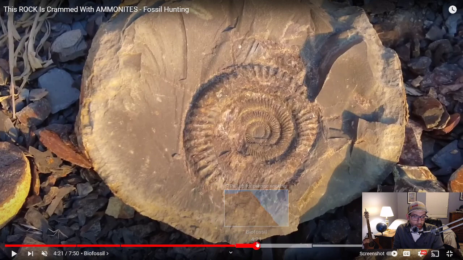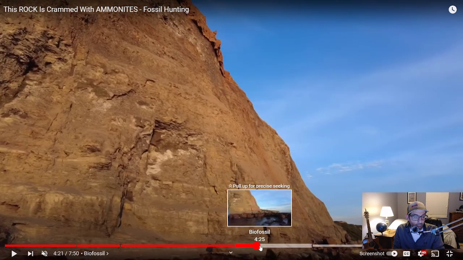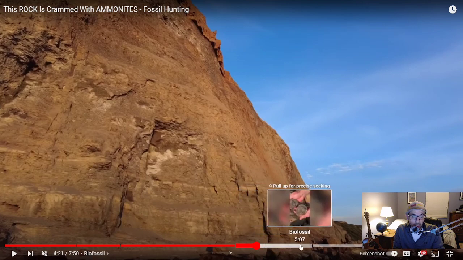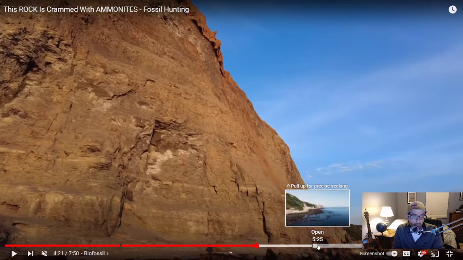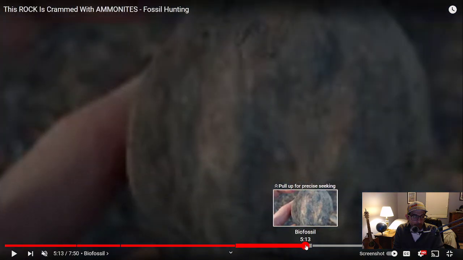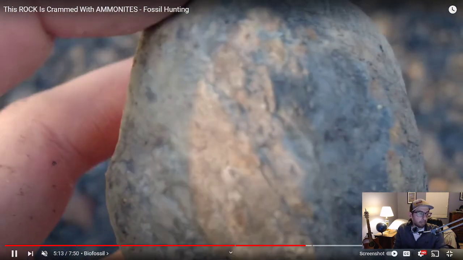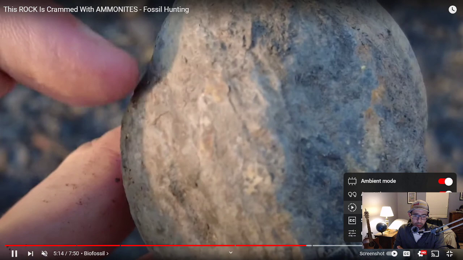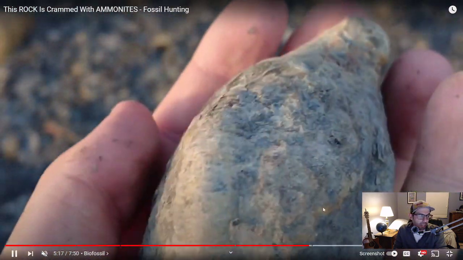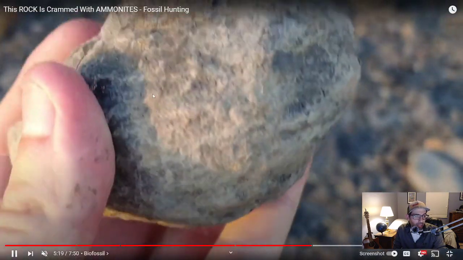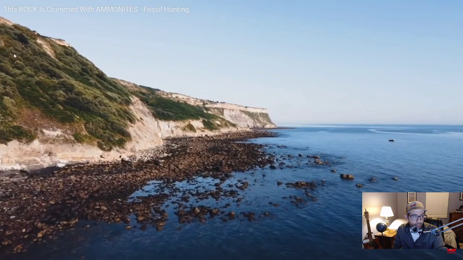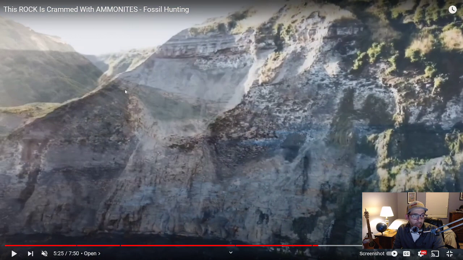What I really found captivating was when he goes to his drone view. Here, let's go here. I was playing it literally at 25 speed. Okay, 0.25. Okay, so here we're just flying along.